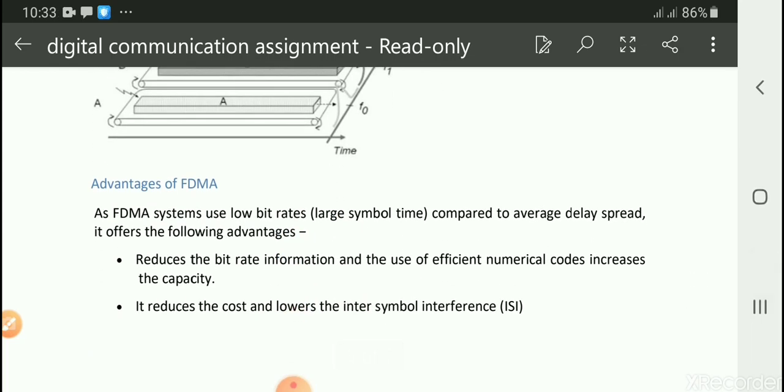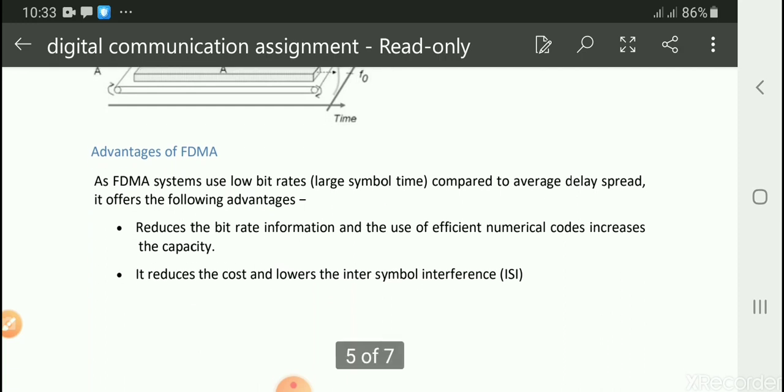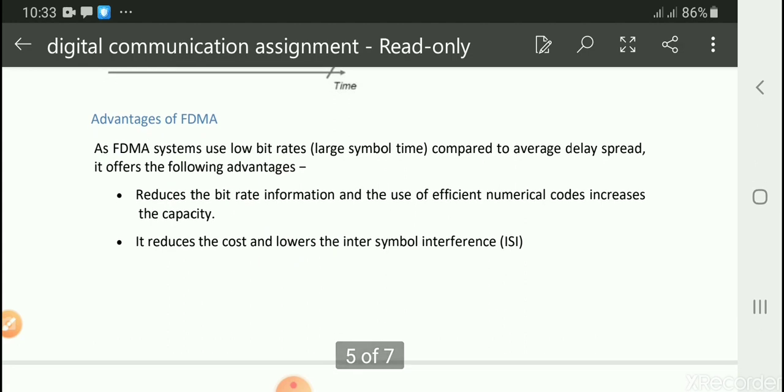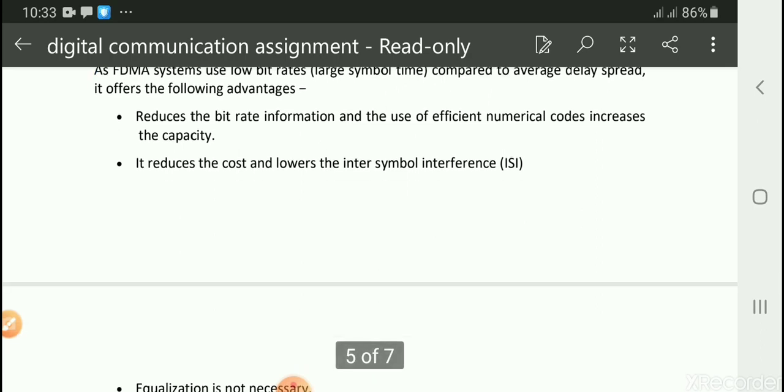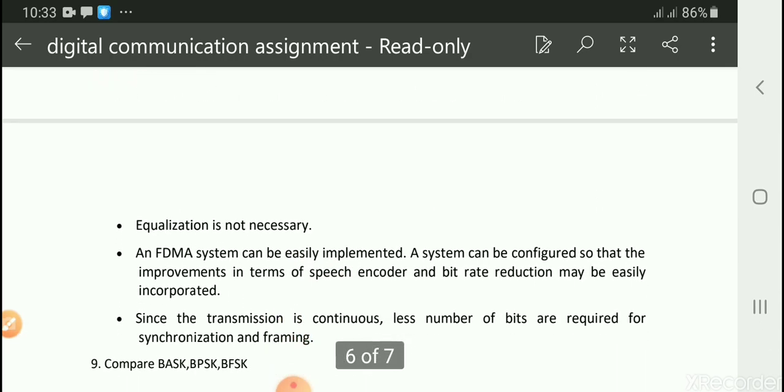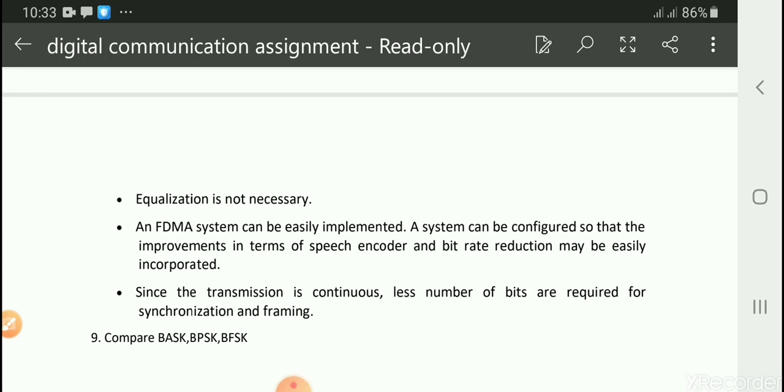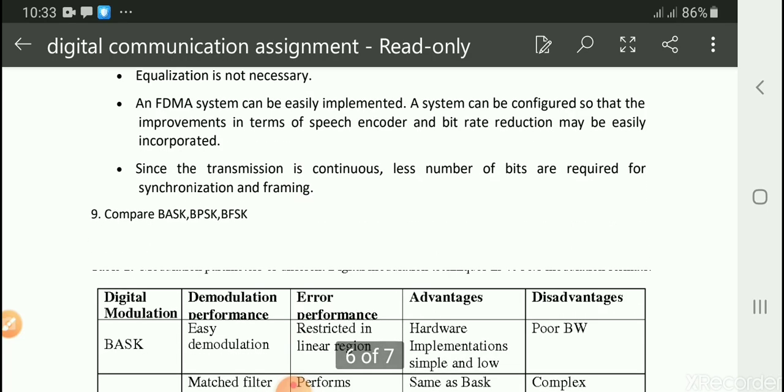Advantages: FDMA systems use low bit rates compared to average delay spread. First advantage: it reduces bit rate information, and the use of efficient numerical codes increases the capacity. It reduces the cost and lowers the inter-symbol interference. Equalization is not necessary. FDMA systems can be easily implemented. Since the transmission is continuous, a smaller number of bits are required for synchronization and framing.